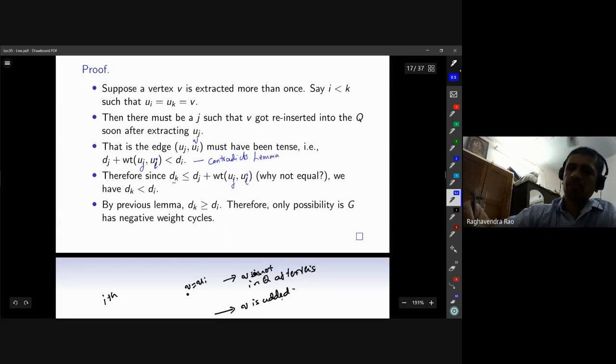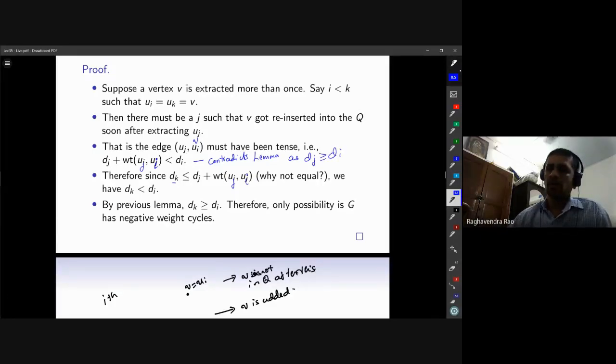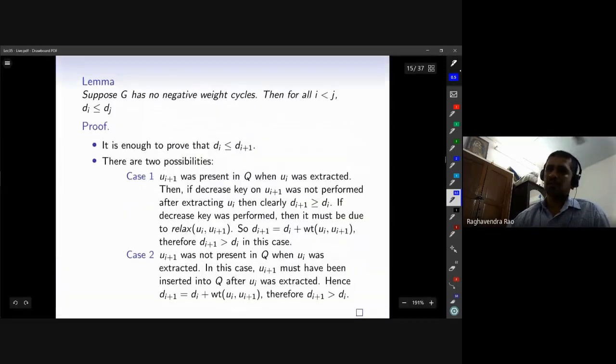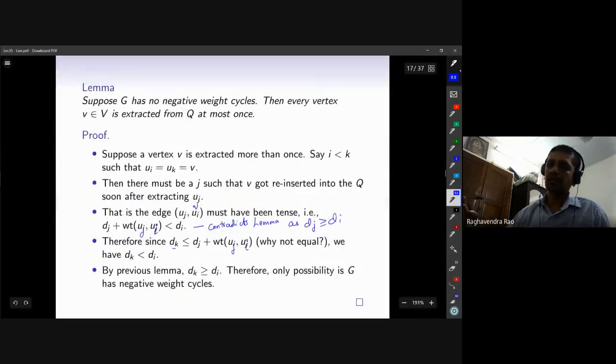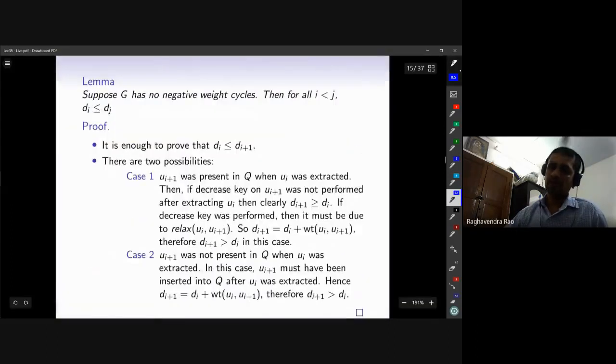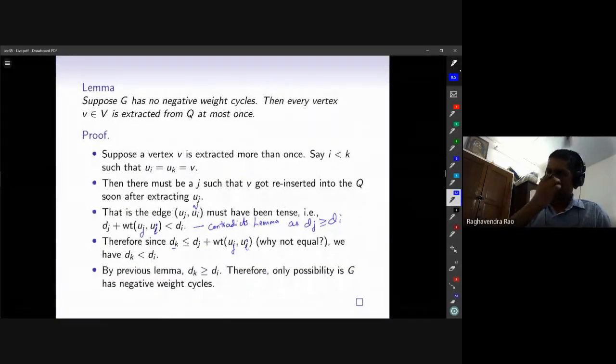Lemma, as dj is greater or equal to di. Okay, so the only way the previous lemma fails is if g has a negative weight cycle. So if g has no negative weight cycle, this is not possible. Okay, so as a consequence of this lemma, is it clear to everybody?